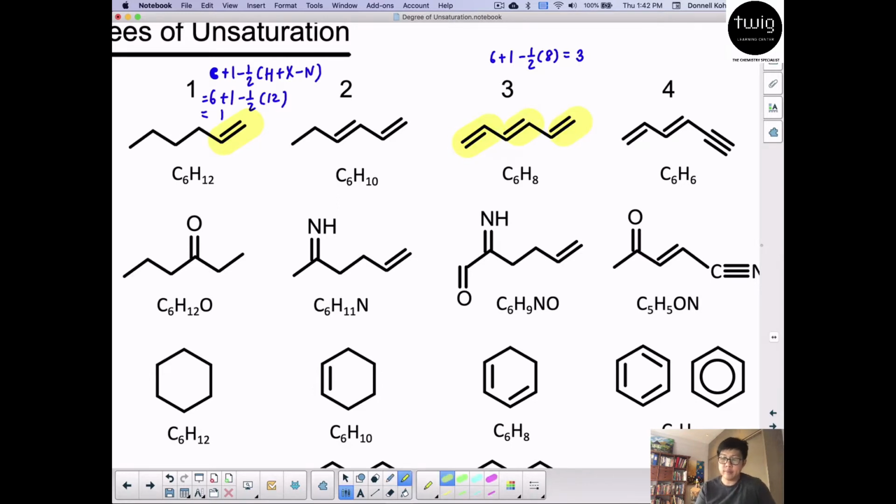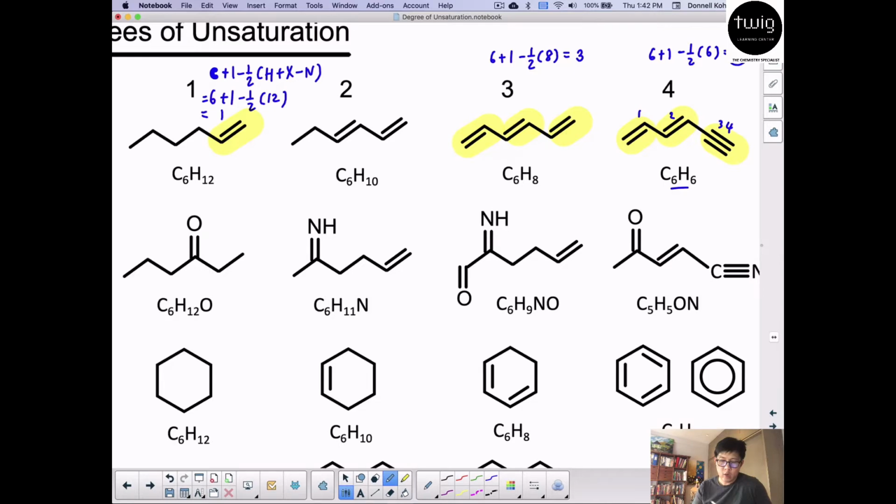Okay, last one. 6 plus 1, minus half of 6, the number of hydrogen. So 7 minus 3, which means it's actually 4. When you get 4, you can see there's 1 degree of unsaturation here, 1, 2. And I want to mention that a triple bond is counted as 2 degrees of unsaturation. So it's 1, 2, 3, 4. Because a triple bond is 2 degrees of unsaturation, you get a value of 4.